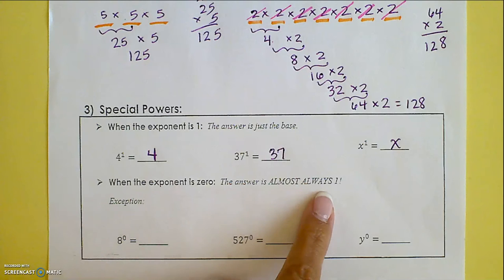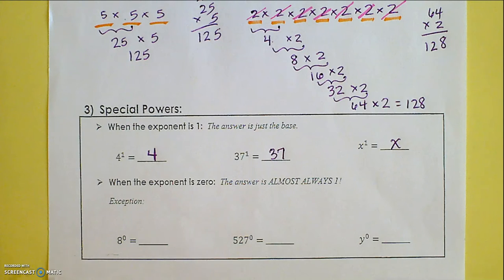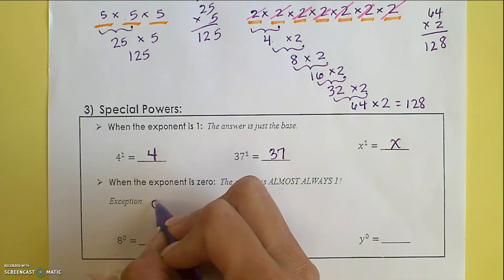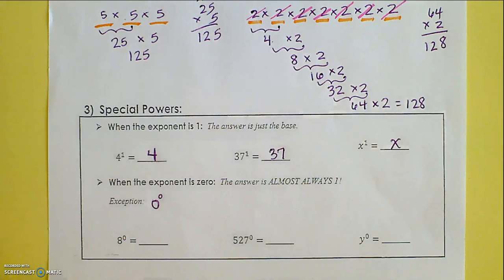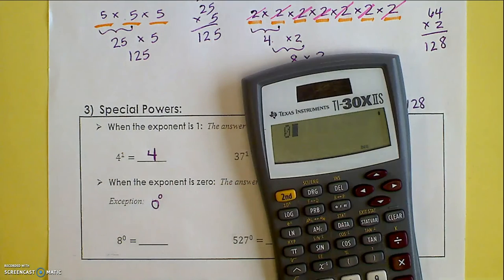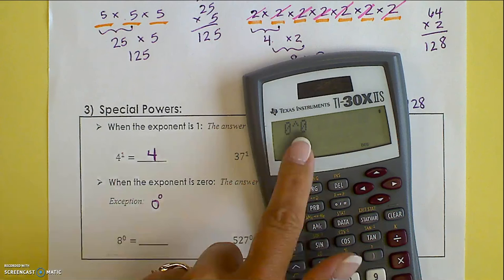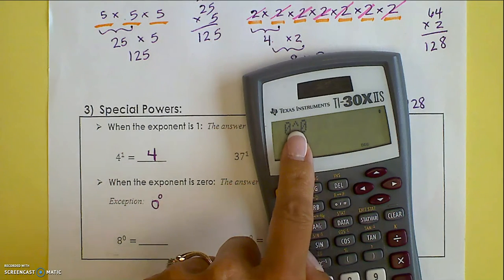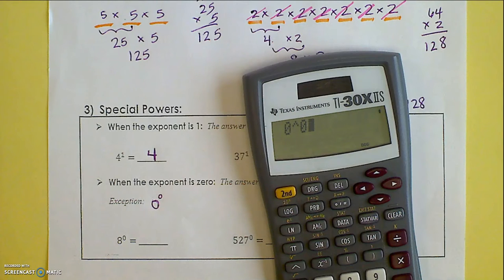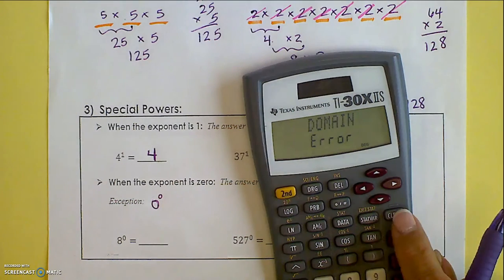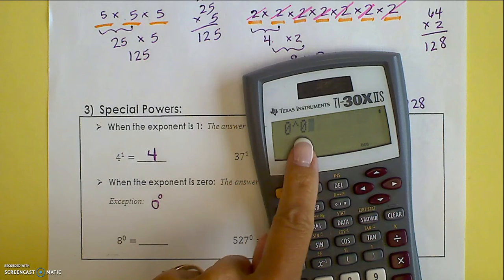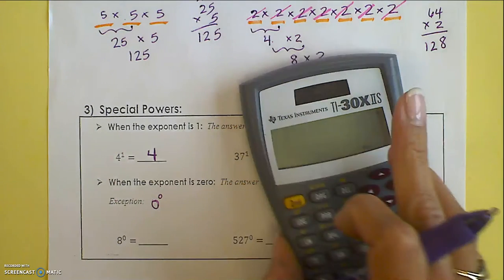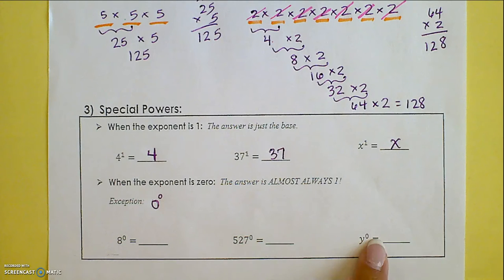Now, the answer is almost always 1. There is one exception, and that is going to be 0 to the 0 power. So let me show you. If I type in 0 to the 0 power, now that upside down V, or it looks like a triangle, that's the exponent button. So 0 to the 0, I get a domain error message, which means that is not possible.